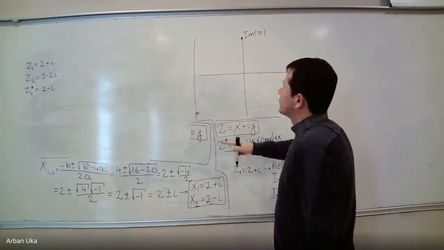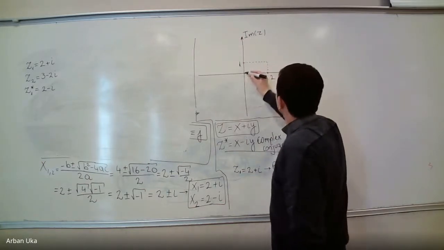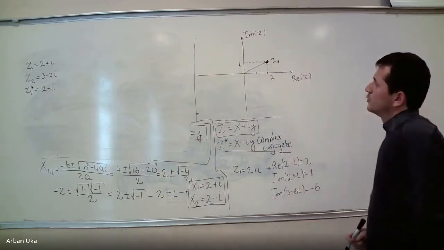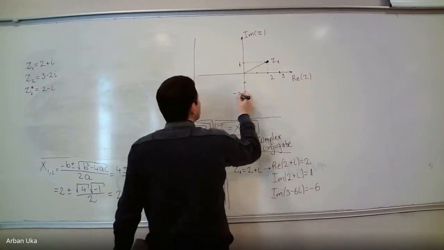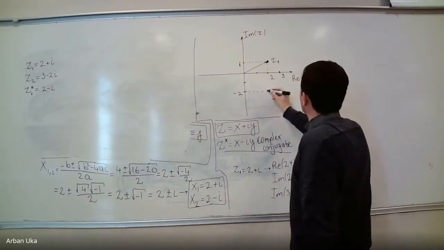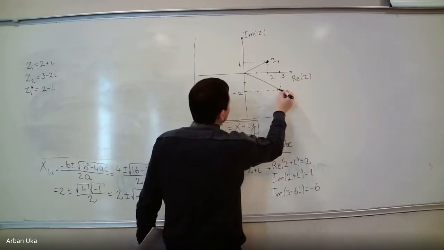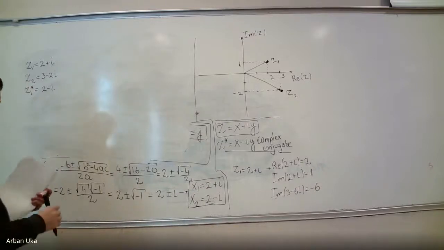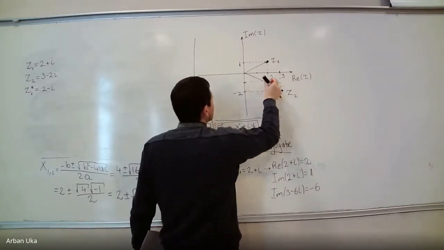So for 2 plus i, we have two units here and one unit here. So this is the 2, this is the 1, and this complex number is z1. Z2 is 3 minus 2i, so here we have the 3, and we have minus 1, minus 2. We find this complex number right at this point, and this is our z2. Now, regarding the z1 complex conjugate, it is going to be 2 minus i. So we get a point somewhere here.